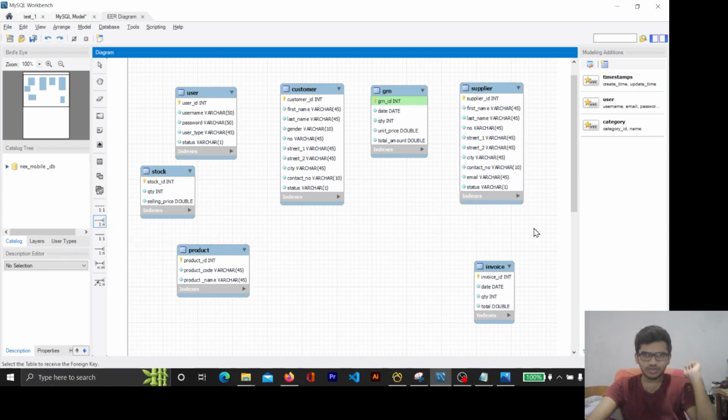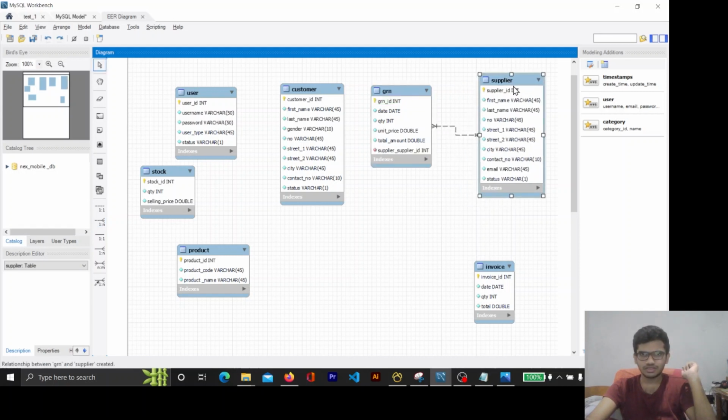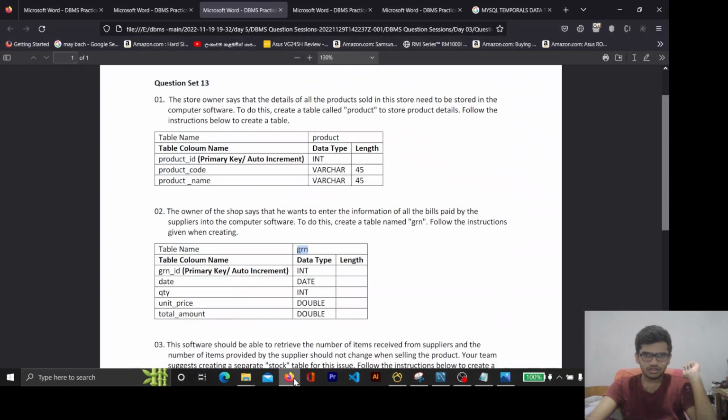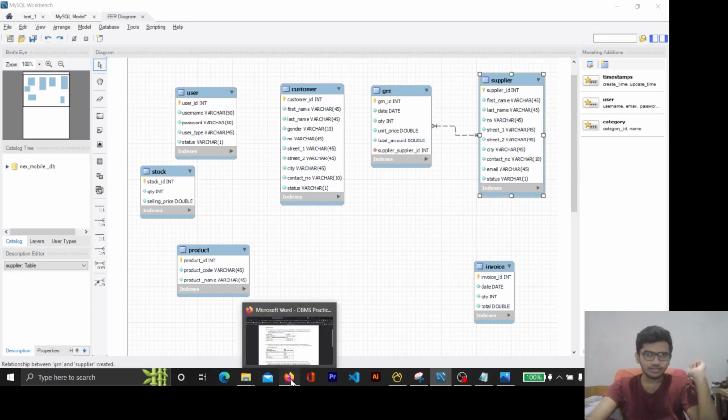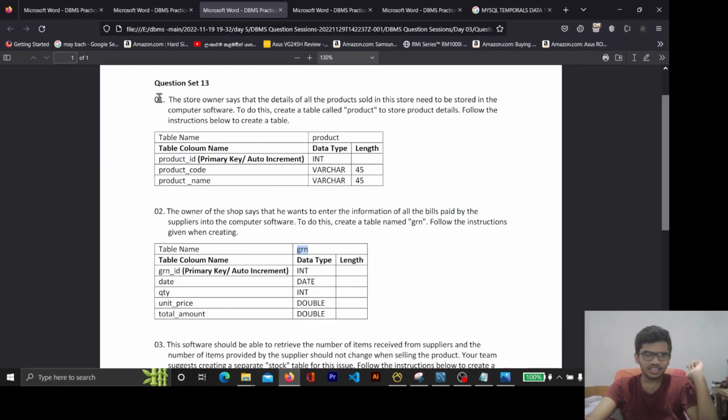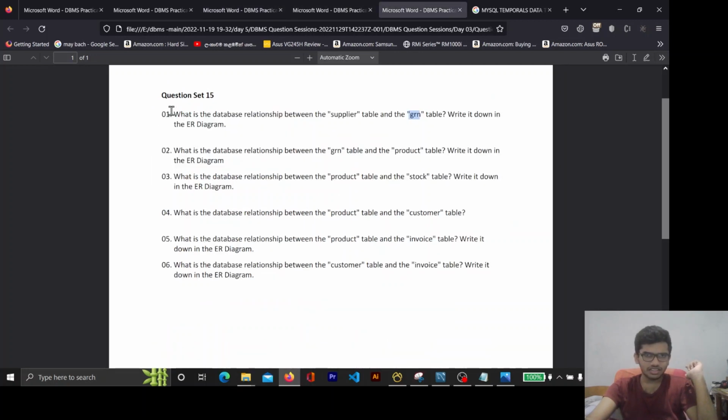So from here, the multiplying side is GRN and the non-multiplying side is supplier. The relationship is one to many, so you have to select the multiplying side and select the non-multiplying side. Supplier ID is the non-multiplying side. So I have answered the first question, and let's dive right into the second question.